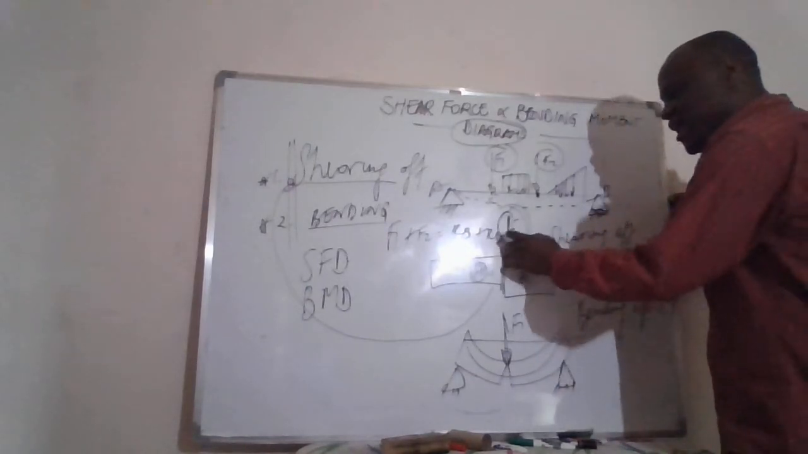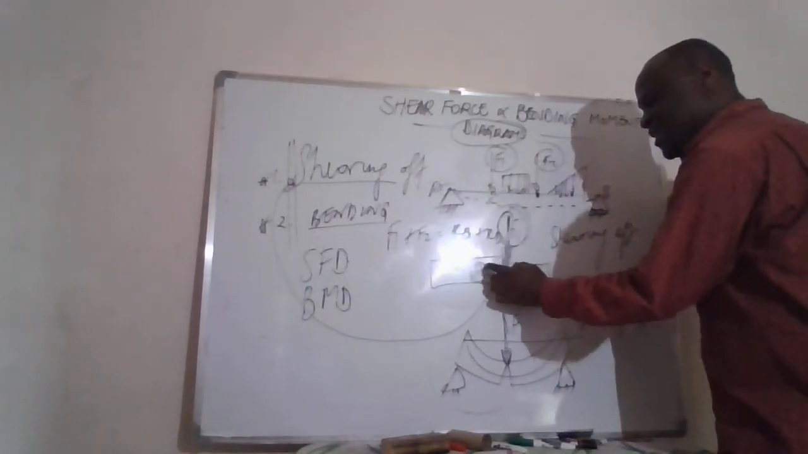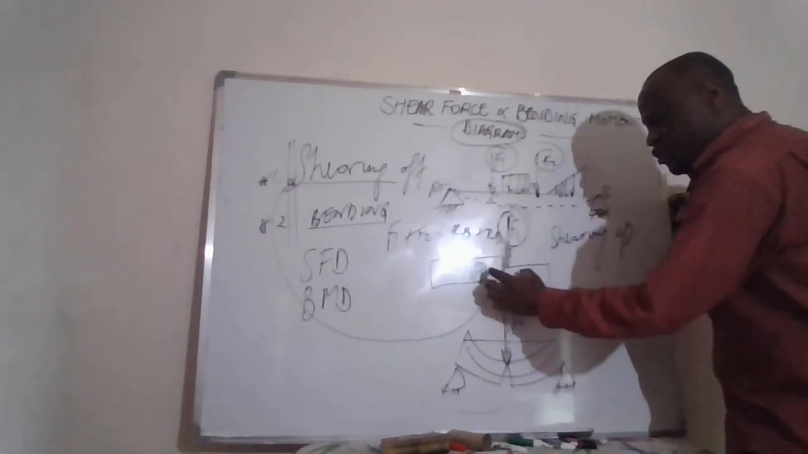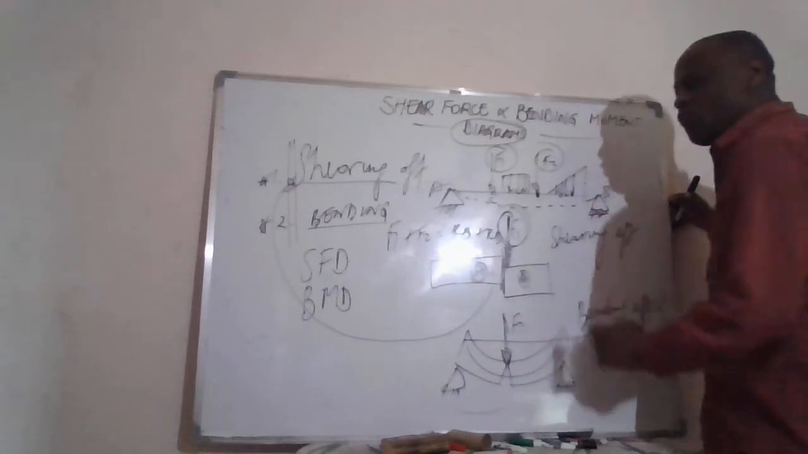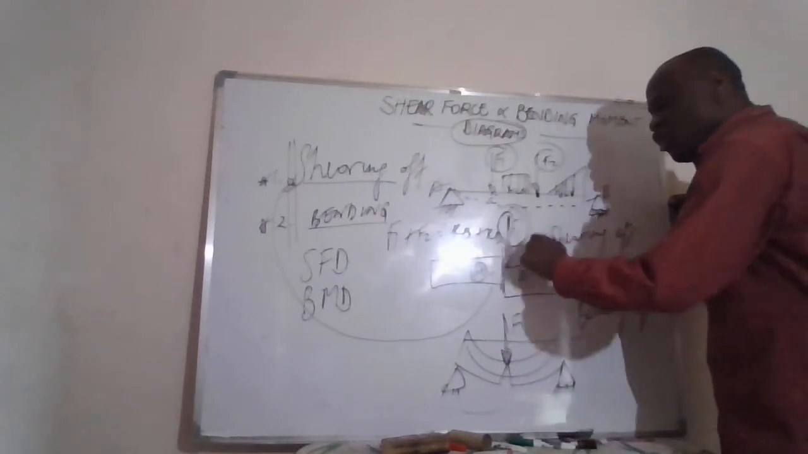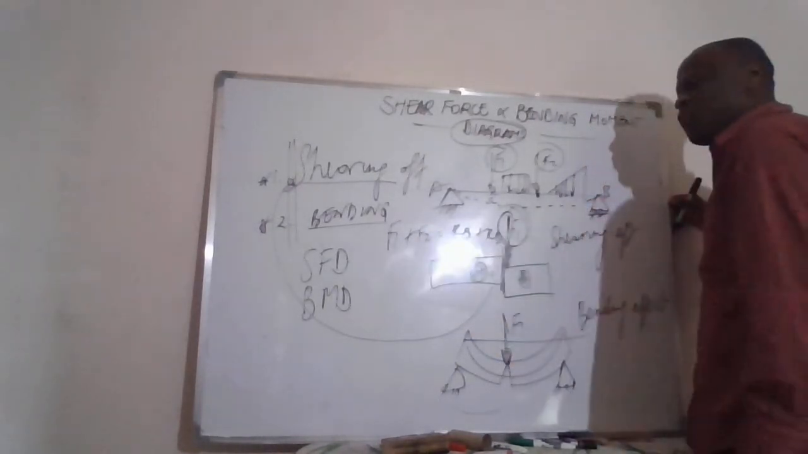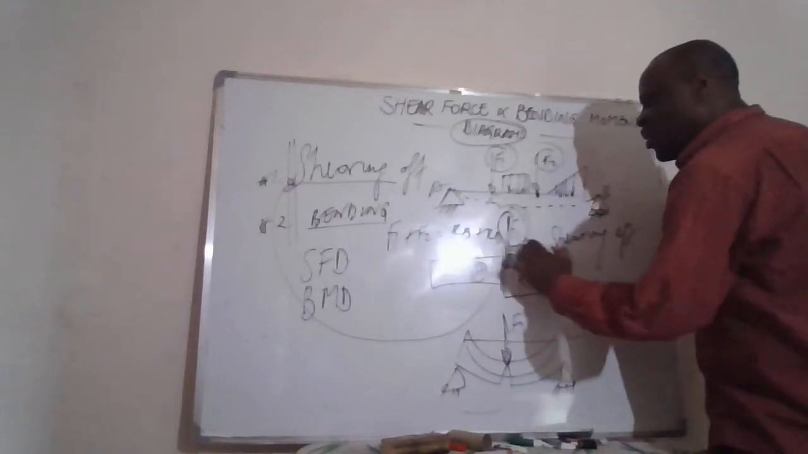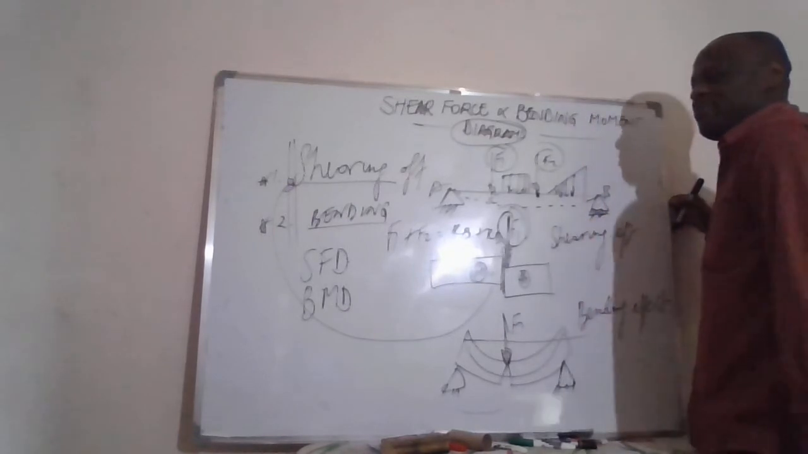It is then defined as that force that has a tendency of shearing off, cutting the beam into two portions and making one sliding over the other one. And to determine it, we'll do the sum of algebraic forces at the left or at the right. But its impact is on both sides of the beam.